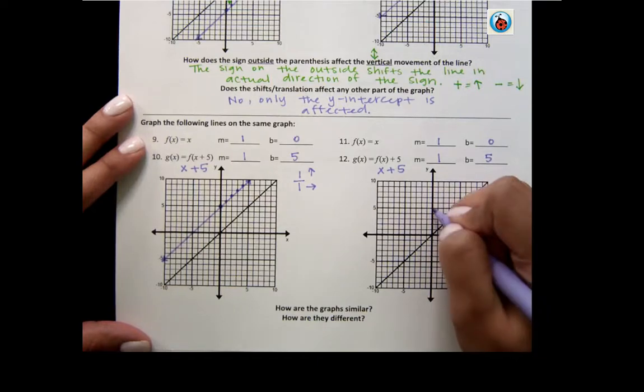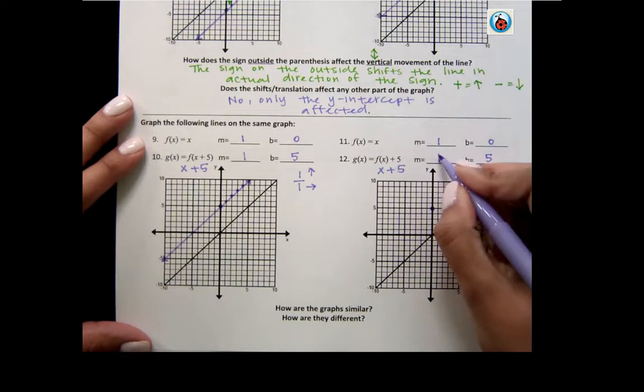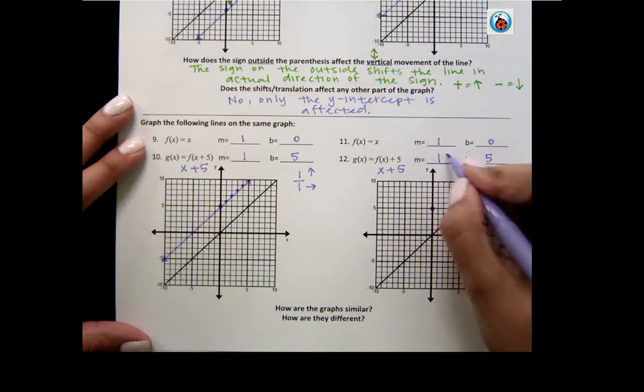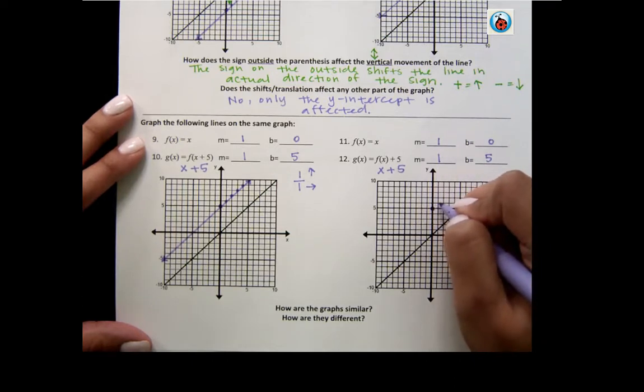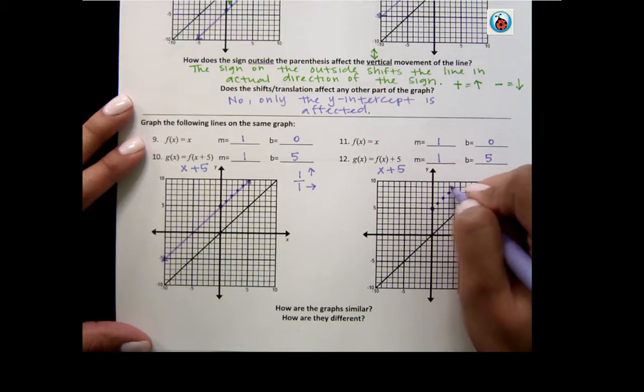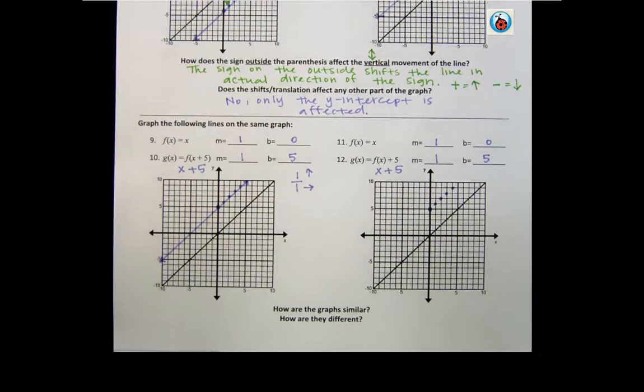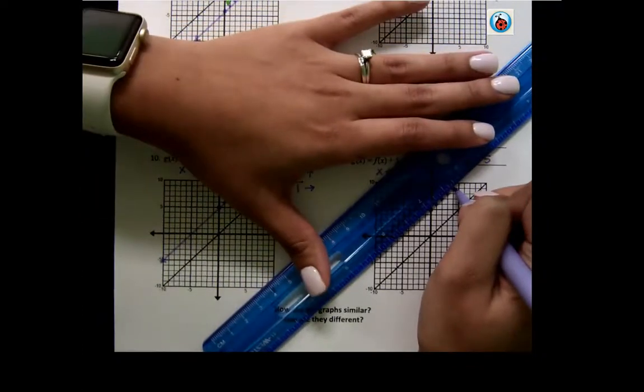So from the origin, I go up 5. My slope is still 1, so I'm going to go up 1 over 1 to the right. Up 1, right 1. Connect your points to create your line.